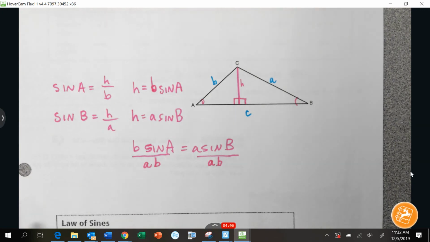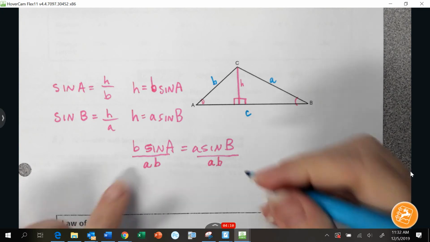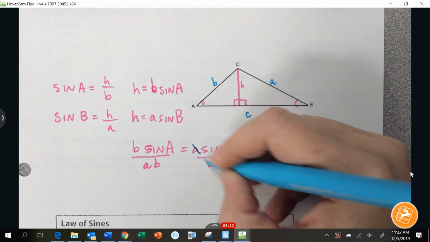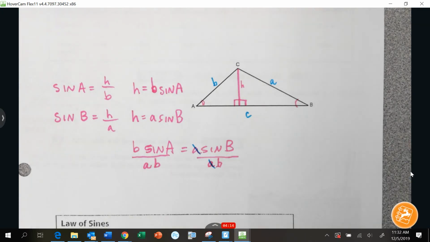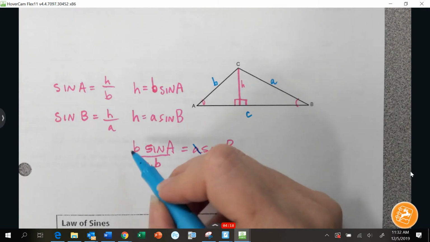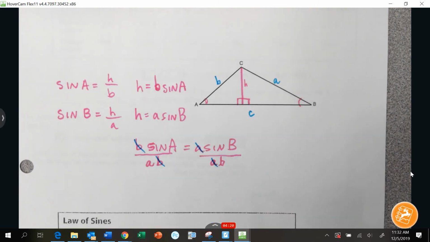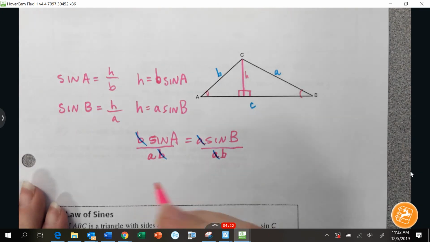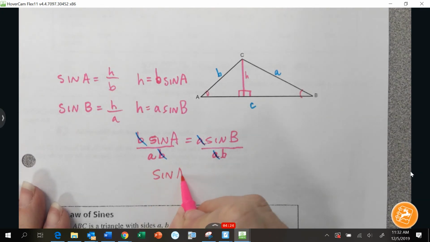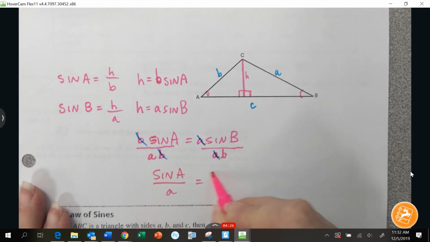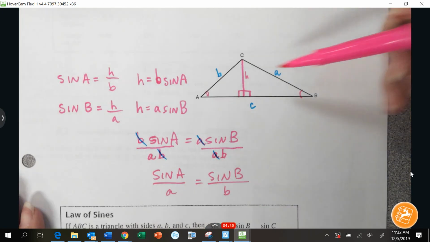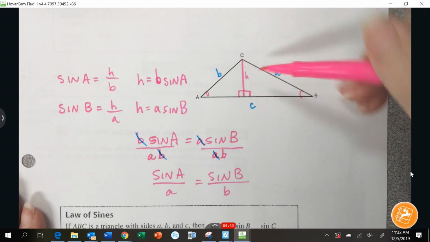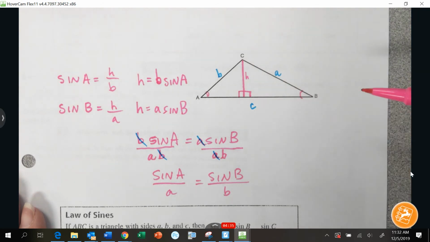So if I divide both sides by A, nothing happens over here, but on this side, the A's cancel out. If I divide both sides by B, nothing happens on the right side, but on the left side, the B's cancel out. So I'm left with sine of angle A divided by A is equal to sine of angle B divided by B. So I never even need to know the height. I just need to know lengths and angles.